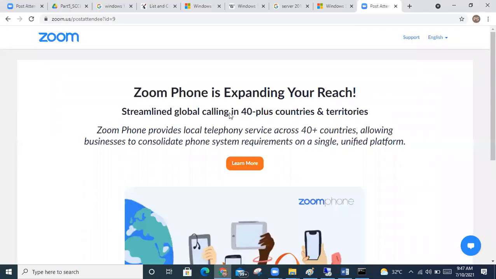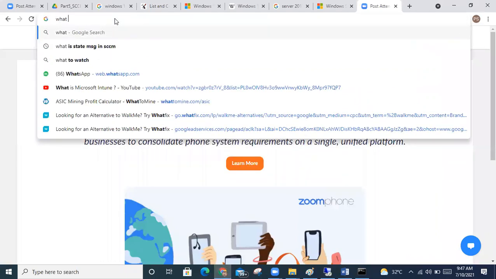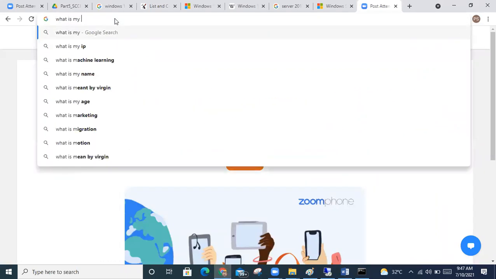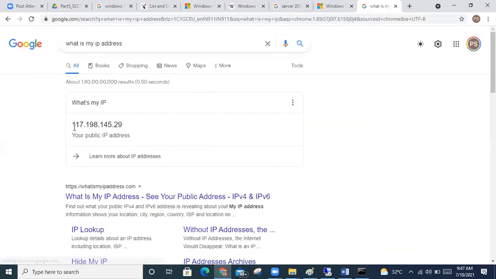You can go to Google and type what is my IP address. For each internet connection, you will get one IP. What is my IP address? What class of IP address is it? Class A. So this is a public IP. When you get internet, one public IP will be assigned.